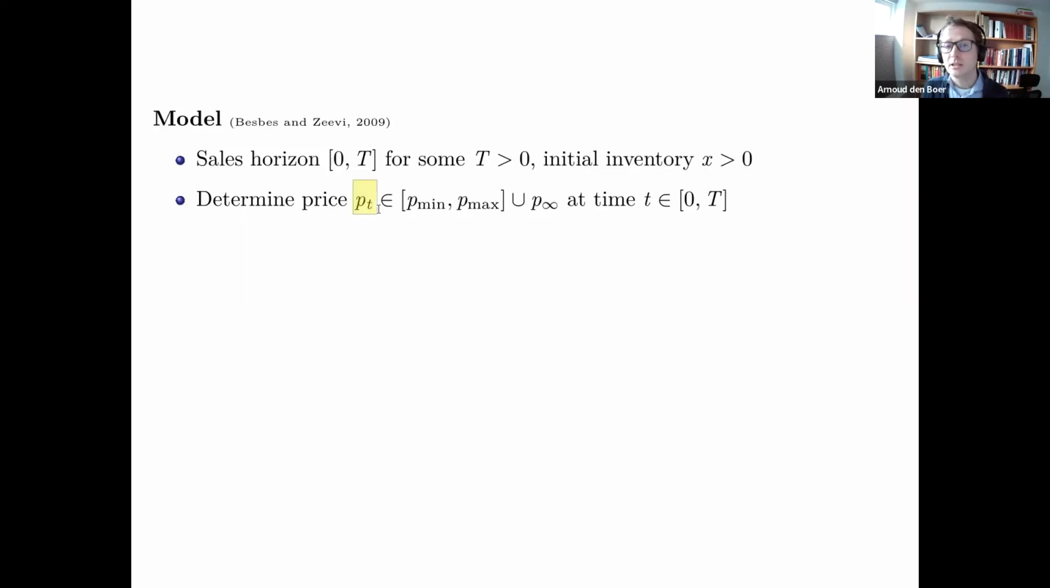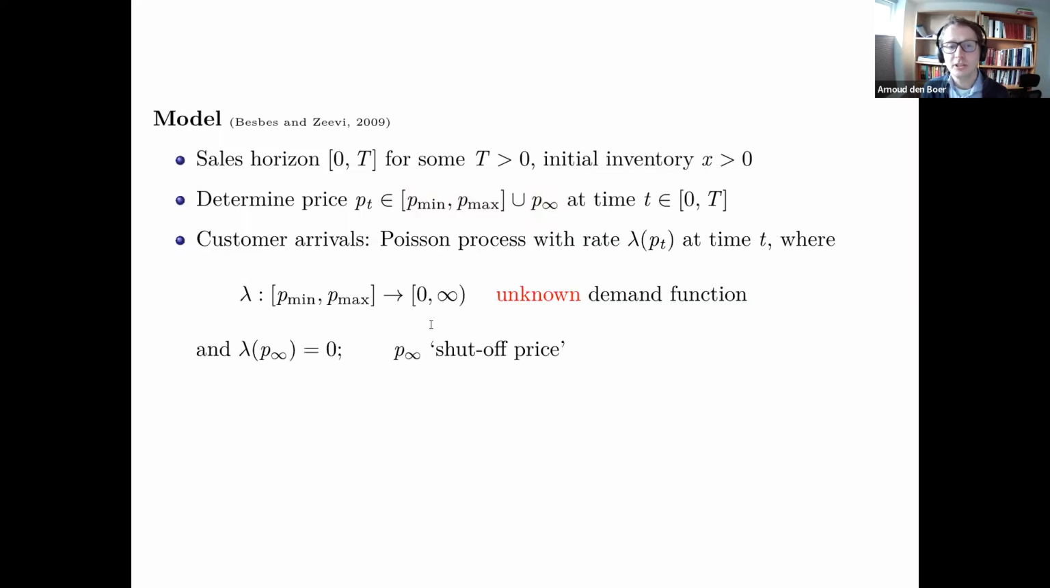At each real time t in our time horizon, we determine a price in some feasible interval. And there's also some price p infinity, which is the shut-off price. That means that if you use this price, then the demand will be 0. So that's just a modeling device. In practice, you can just not offer your product on your website. That's basically what you would do. That corresponds to charging price p infinity.